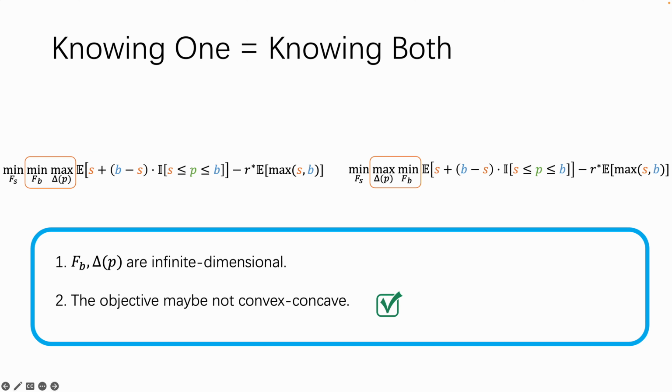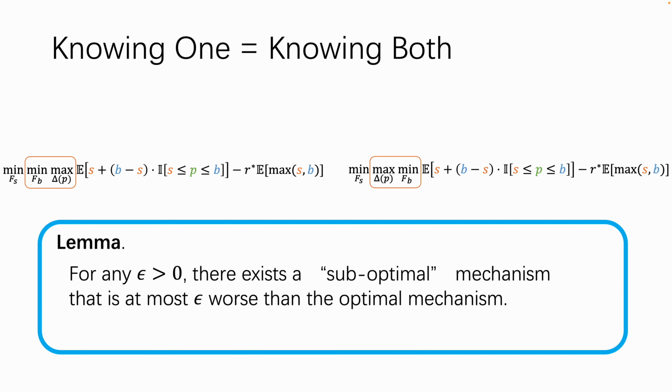But the second one is easy to address. We only need to reformulate this term to a bilinear term like this, and it's easy to see that if this equation holds, then the approximation ratio for the one-sided setting is also R star. So what about the first one?